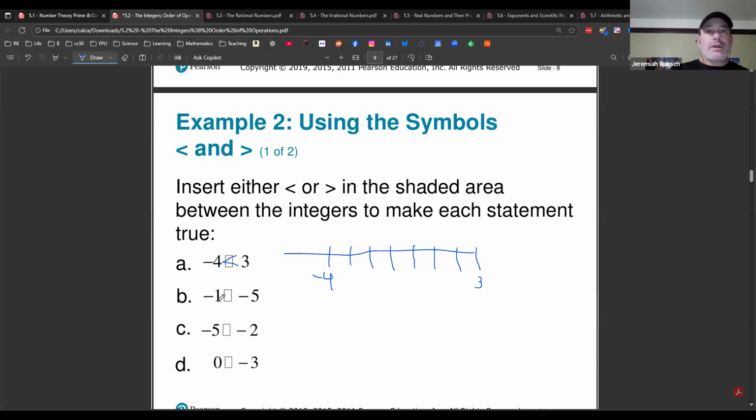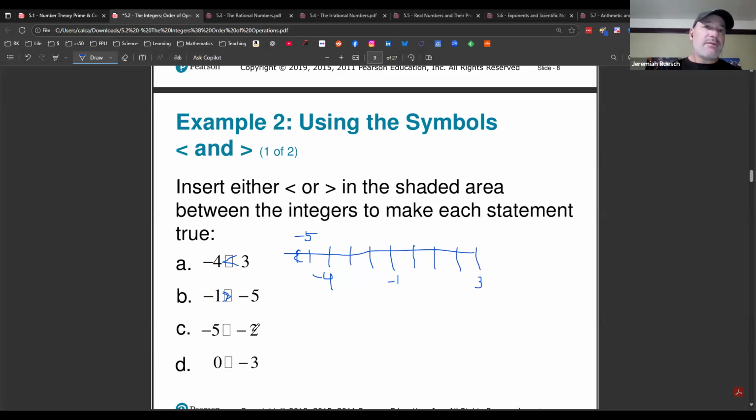Okay, this one is tricky because we normally would think 1 is a smaller number than 5, and that's true in the positive sense, but these are negative. So remember, -1 is right here, -5 is right here, and so it is further to the left. So actually, -1 is greater than -5.